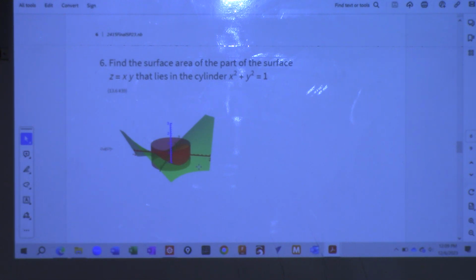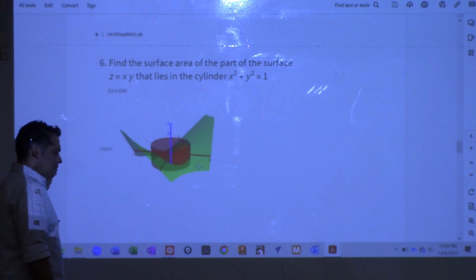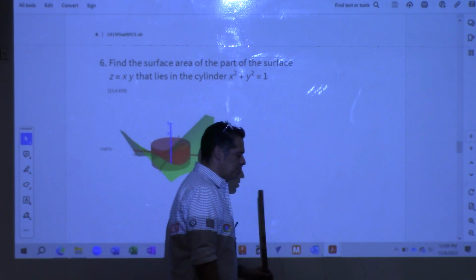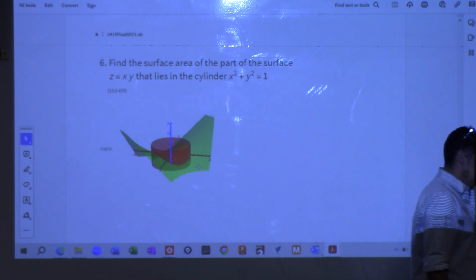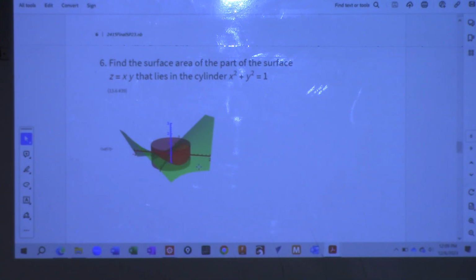Okay, how about this one? Find the surface area of the surface. Then you just need to know how to calculate a surface area. What is it again? A double integral. Well, it depends: is your surface a function of x and y or not? If it is, then it's the double integral over the domain of that surface of the square root of 1 plus, yeah, so we're talking about surface area.